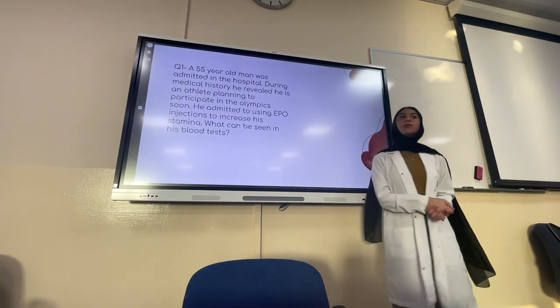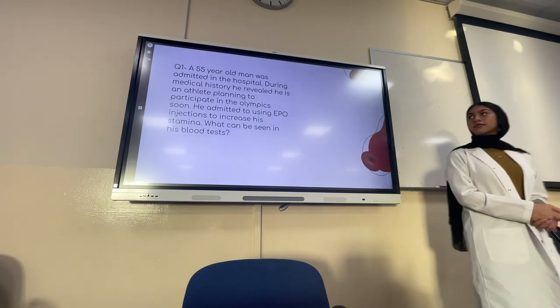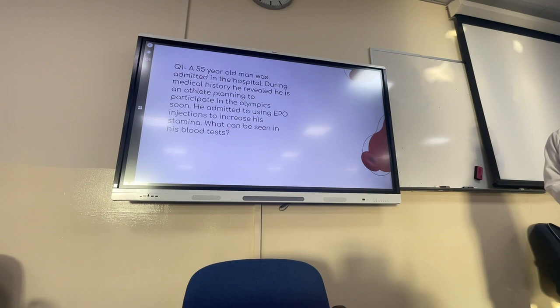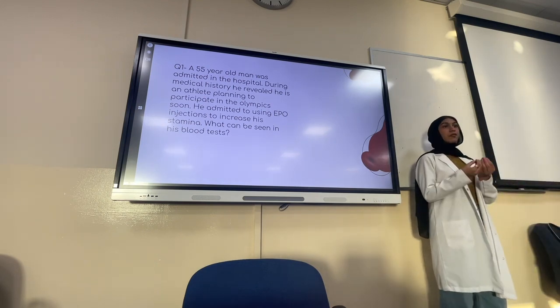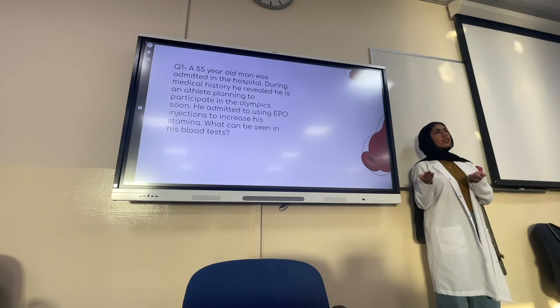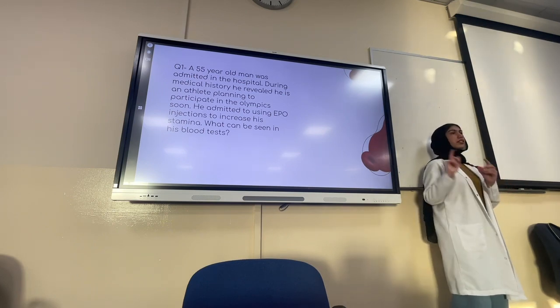Can someone read this for me? A 15-year-old man was admitted to the hospital. During medical history, he revealed he is an athlete planning to participate in the Olympics. He admitted to using EPO injections to increase his stamina. What can be seen in his blood tests? Increased red blood cells. Increased what as well? Hematocrit. Increased hematocrit.